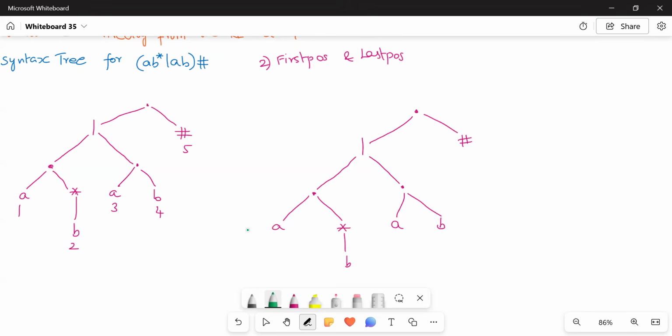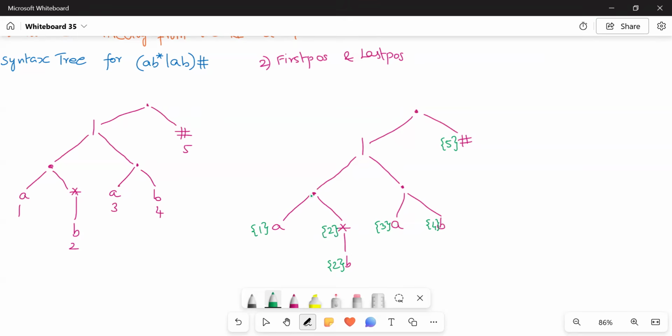First the leaf nodes. We know that for a leaf node with position i, the first position of that node is the position itself. Similarly for B, it's 2. This A, 3. Then for this B, it's 4. Then for this hash, it's 5. Now we need to mark first position for the interior nodes. First position of the star node is the first position of its child. So 2.